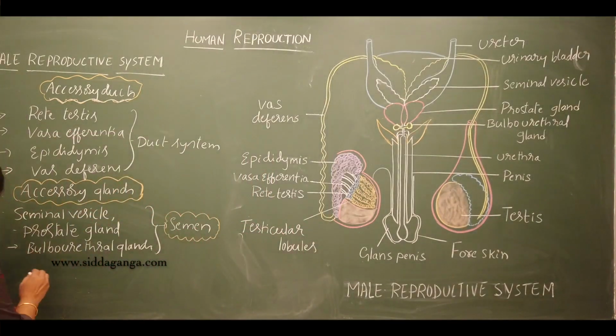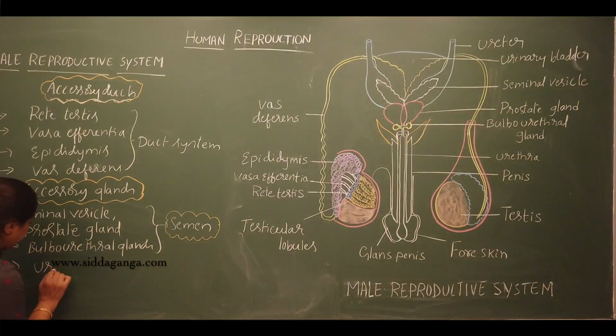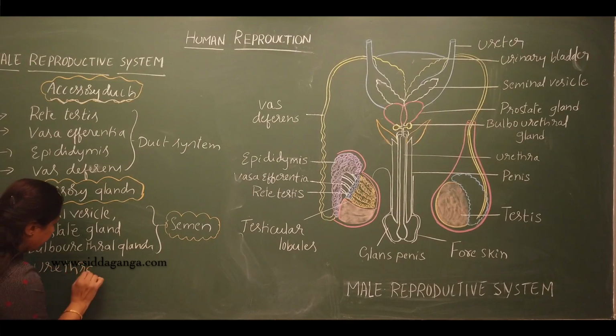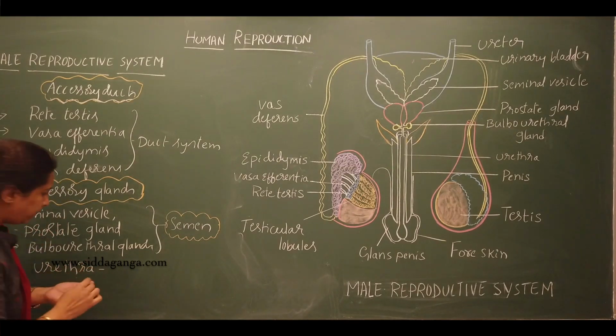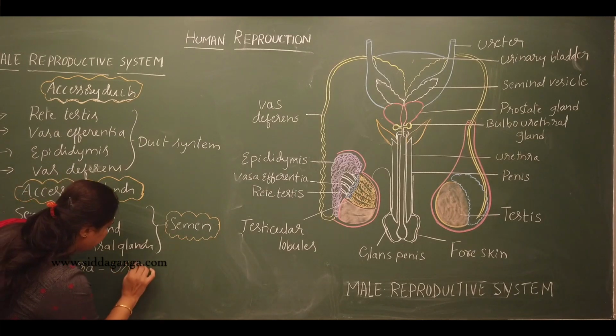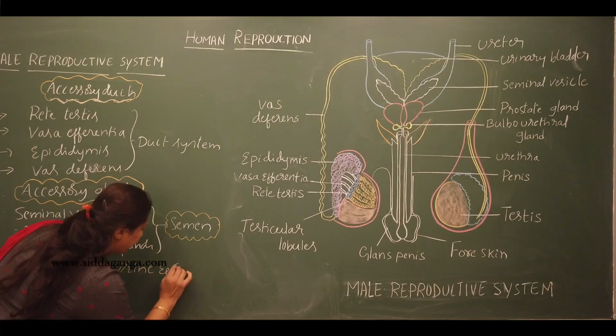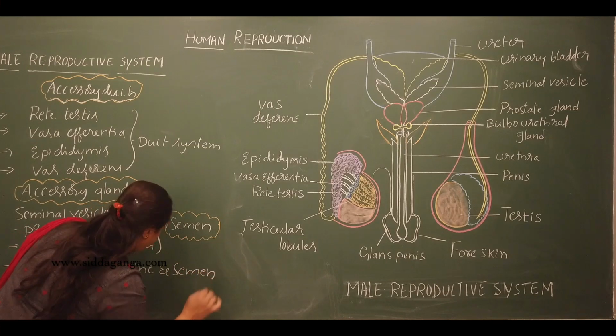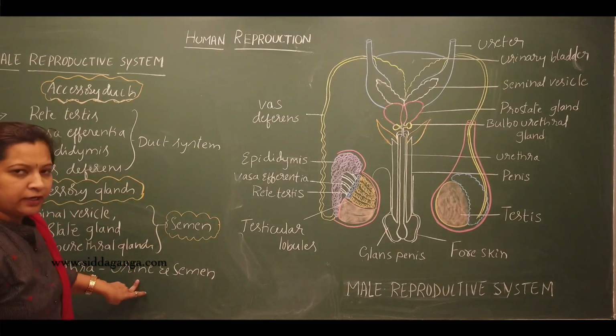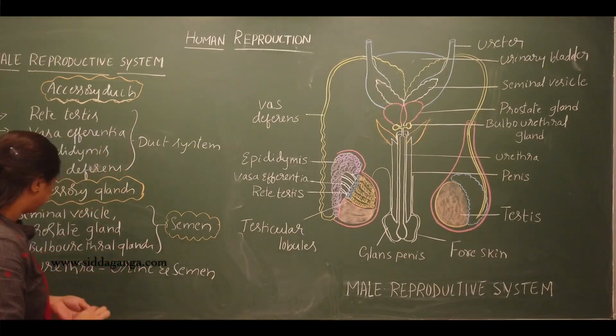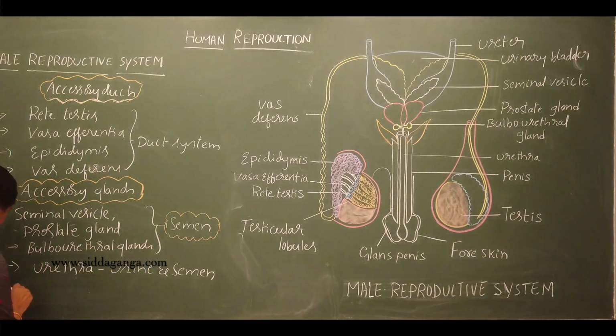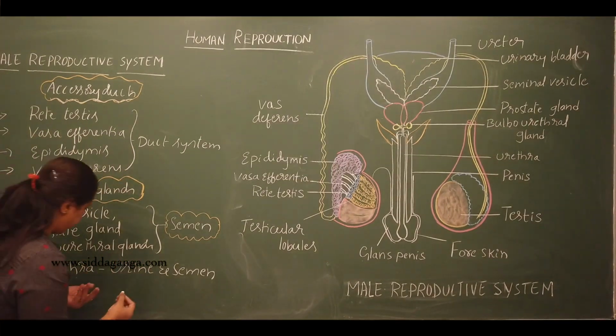One more important structure is the urethra. The urethra is the common passage for urine as well as the semen. So it conducts urine and semen to the outside.